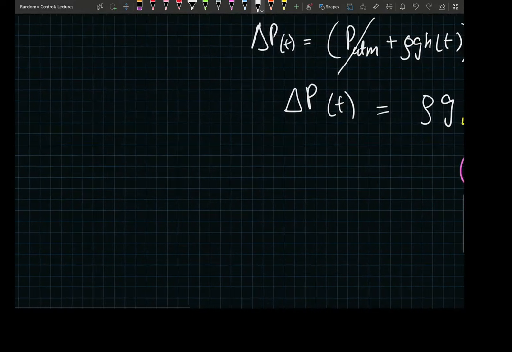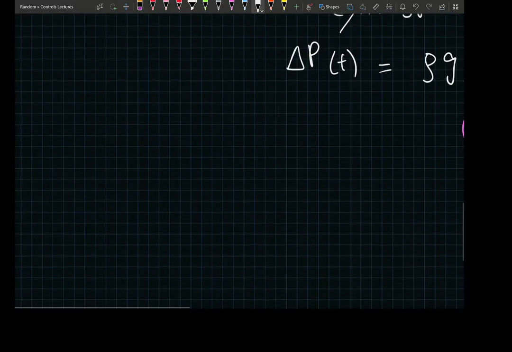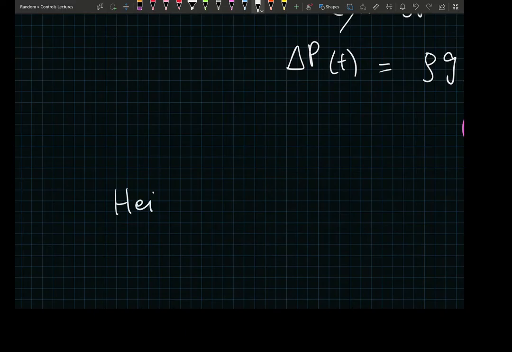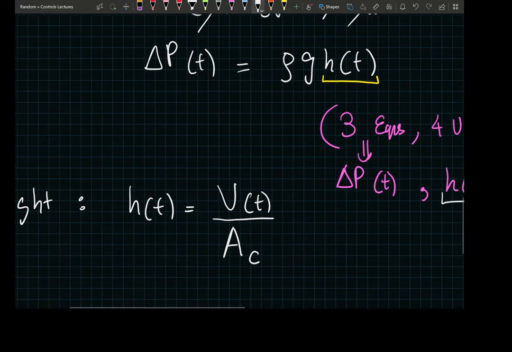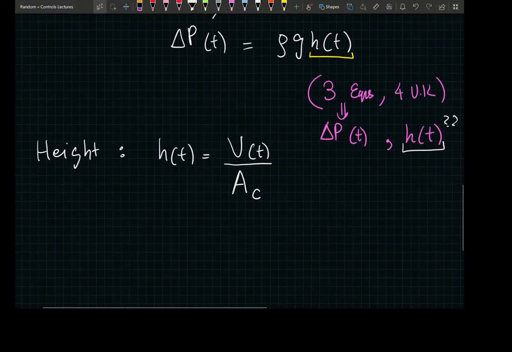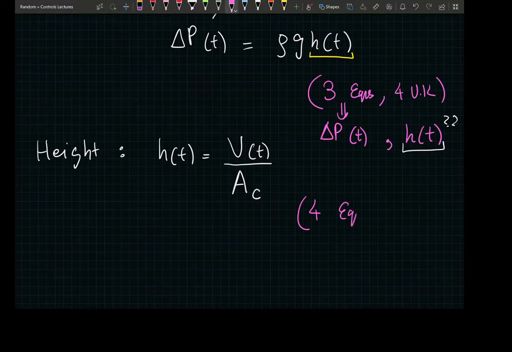And this can be very easily done. The height of the column shall be equal to the volume of the reactor contents divided by the cross-sectional area. Okay, now that is a simple geometry problem. I hope you guys can follow. 4 equations, 5 unknowns, and this equation shall be responsible for giving me h of t.